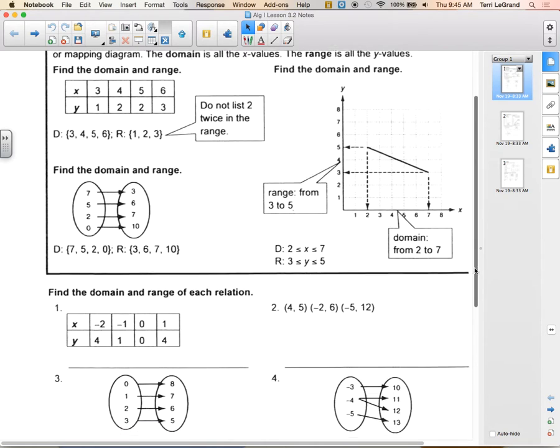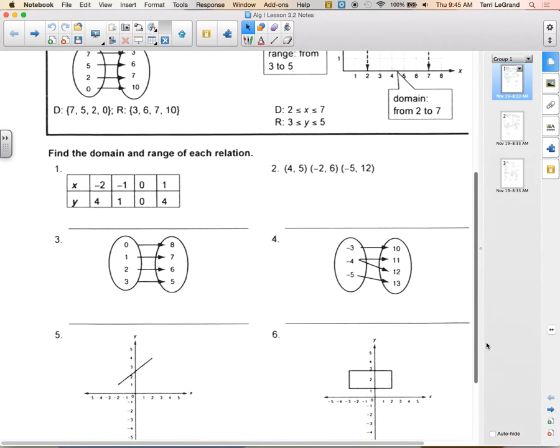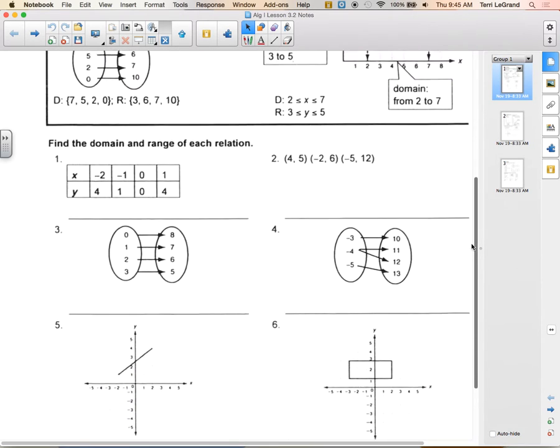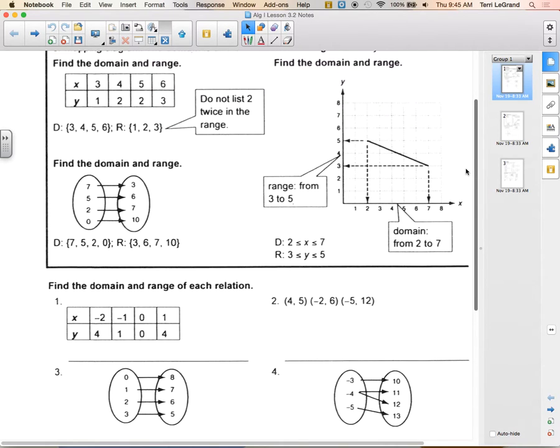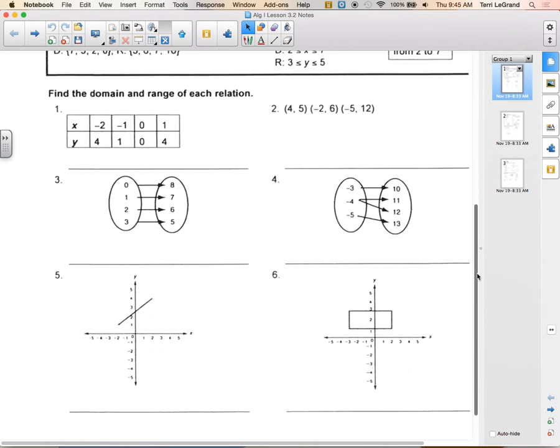So that's just talking about how they operate. Up here we have some examples of finding domain and range. So let's do some practicing with it. You can also study those examples on your own time. So find the domain and range of each relation. How many ordered pairs does number one's relation have?